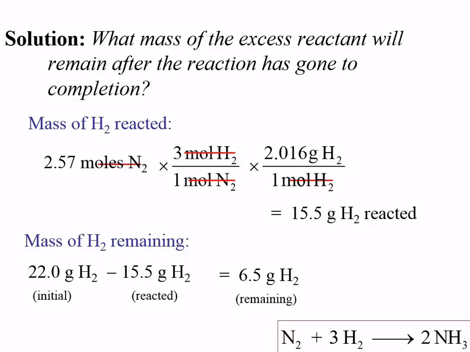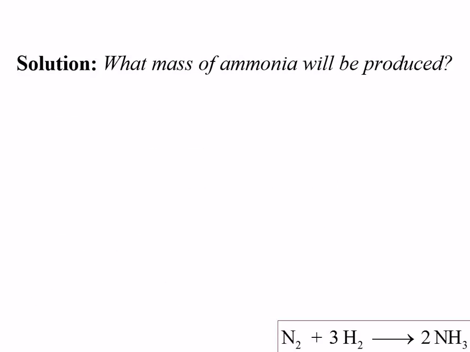And the third question is a little more straightforward than this. This might have been kind of like what Mike was after. So how much NH3 will be produced? Well, it depends upon what was in limited supply, which is the N2.